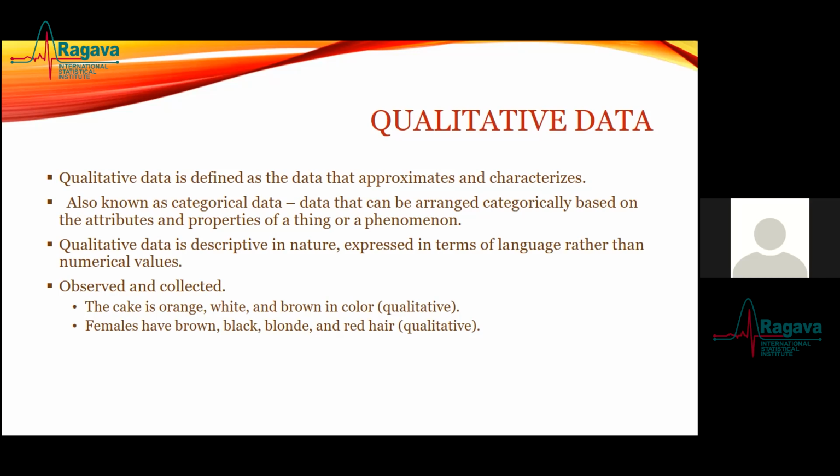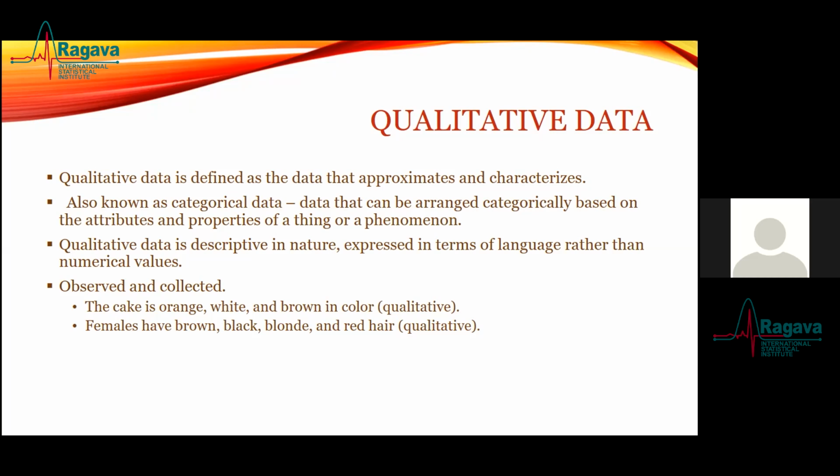That is, this data can be arranged categorically, or it can be categorized into different groups based on the attributes or the quality and properties of a thing or a phenomenon. Qualitative data is always descriptive in nature. It is a subjective feeling. It cannot be expressed in numerical value. It can be expressed only in terms of language. So qualitative data can be observed and collected.